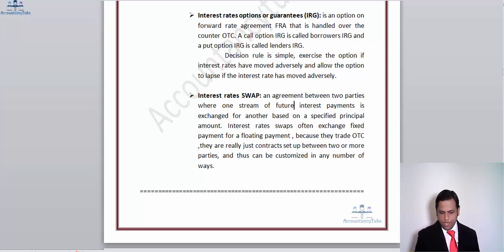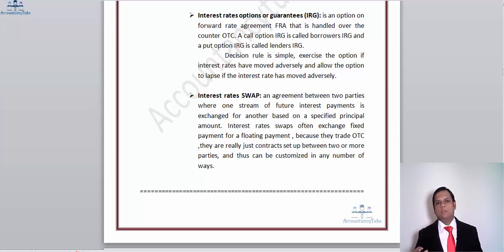Then we've got interest rate swaps. It is an agreement between two parties where one stream of future interest payments is exchanged for another based on a specified principal amount. Interest rate swaps often exchange fixed payments for floating payments. Because they trade over the counter, they are really just contracts set up between two or more parties, and thus can be customized in a number of ways. That's basically the interest rate swap, in which one stream of future interest payment is exchanged for another based on the specified principal amount.